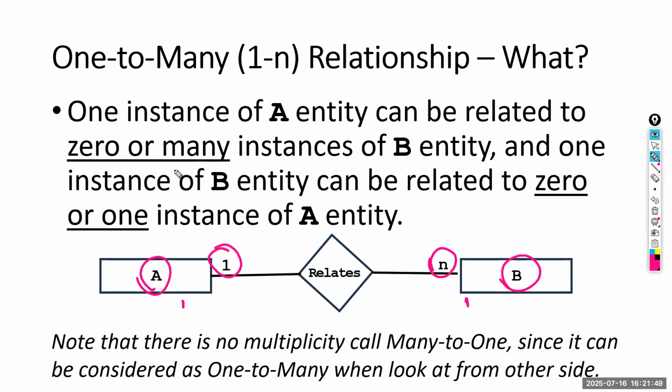Sometimes we call it zero or many here, but in general, many. So one instance of A is related with many instances of B, and one instance of B is related with one instance of A. You must tell that, because only then it is one to many. Otherwise, it is many to many. Sometimes this many you can call one, zero, one, and zero many. That is optional, don't worry about that.